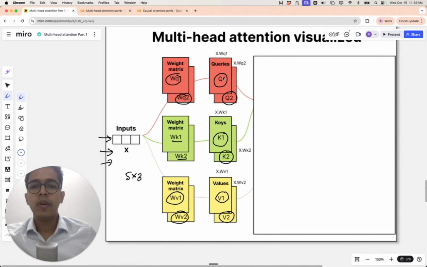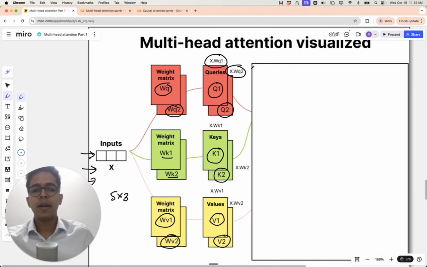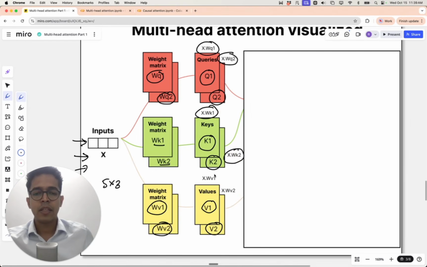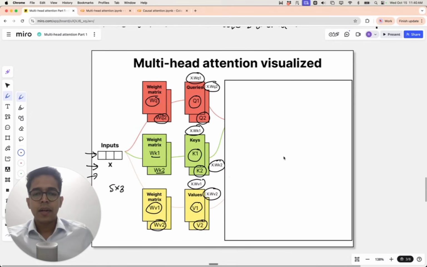So how is this Q1 produced? Q1 is simply X multiplied by WQ1. Q2 is simply X multiplied by WQ2. So basically the input vector multiplied by the weight matrix. So the weight matrix performs a transformation of the input. Key is X multiplied by WK1. The second key is X multiplied by WK2, and similarly for value. So this part is simple.